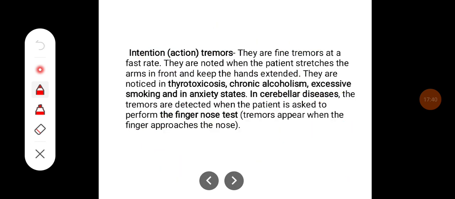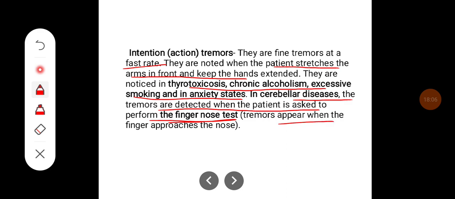Intentional or action tremors are fine tremors at a fast rate. They are noted when the patient stretches the arms in front and keeps the hands extended. They are noticed in thyrotoxicosis, chronic alcoholism, excessive smoking, and anxiety states. In cerebellar disease, the tremors are detected when the patient is asked to perform the finger nose test, that is, tremor appears when the finger approaches the nose.